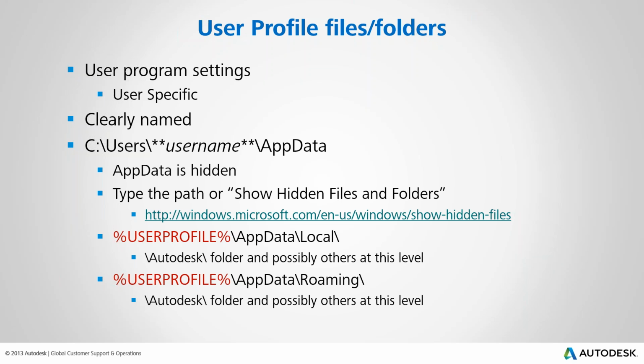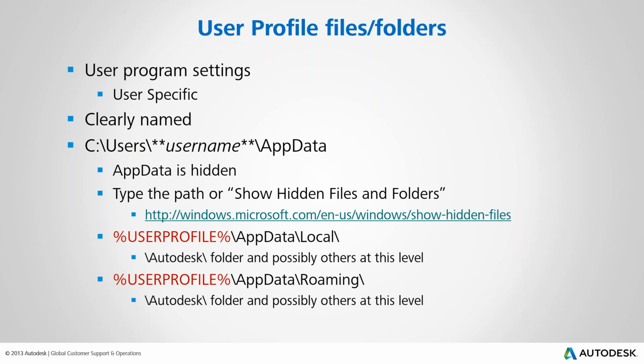So there are things that are under the AppData folder. There's a Local folder and there's a Roaming folder. Sometimes there are other folders as well, but those are the two that the Autodesk software is going to install things under. So if you go into the AppData Local folder, you'll likely see a folder in there called Autodesk. That's where most of our products are going to put their install files. So you can just go in there and clear those out.